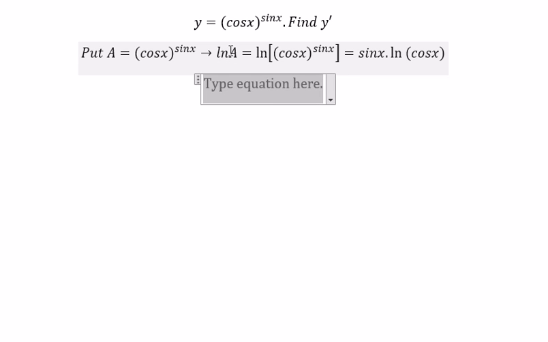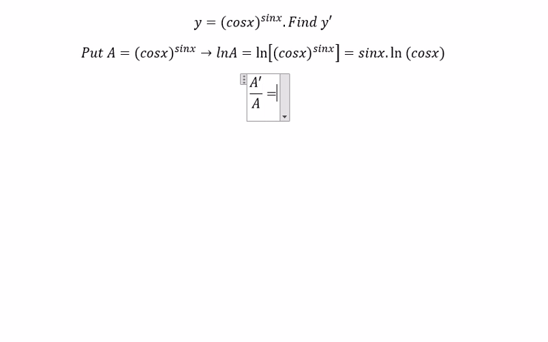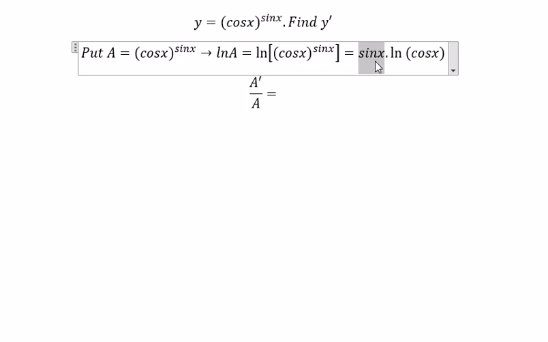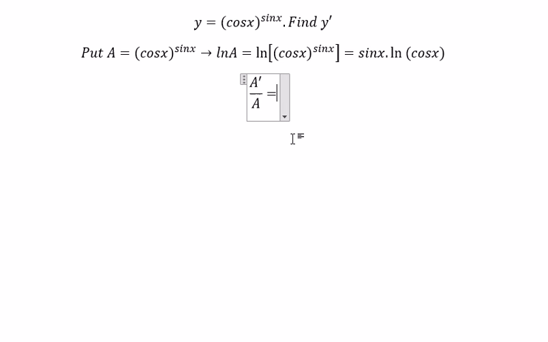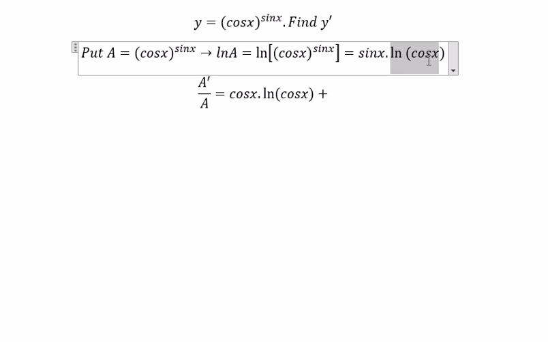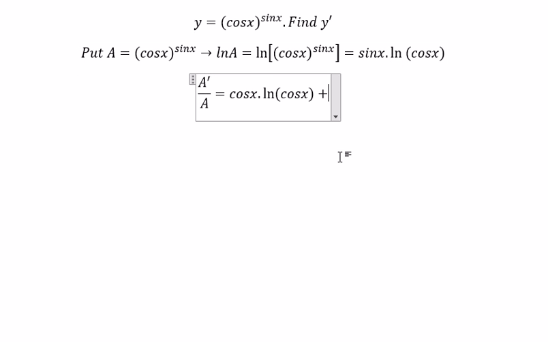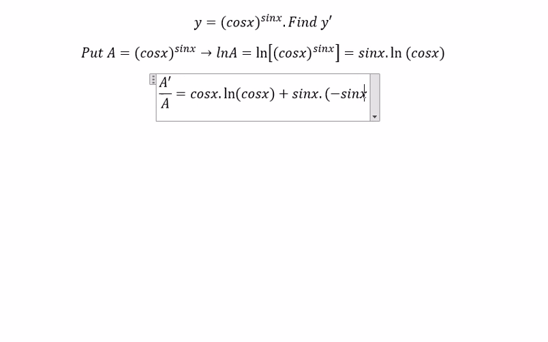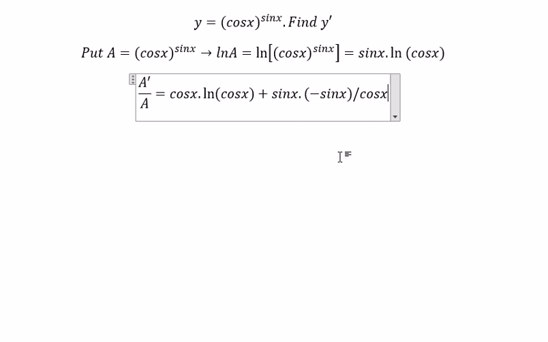If we do the derivative of ln a, you got the derivative of a over a equals to, so we will apply the product rule. We will do the derivative of sin x, so you got cosine x. Later we do the derivative of this one, so you got sin x multiplied with negative sin x over cosine x.